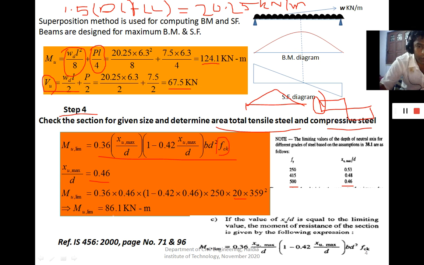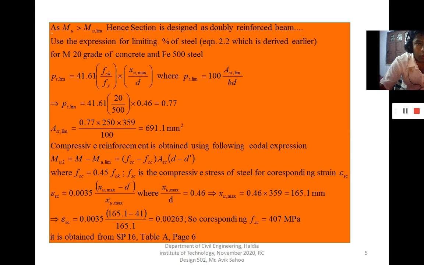So we obtain the limiting moment as 86.1 kilonewton meter. Again, the references are given. You see that as Mu is greater than Mu limiting, hence the section is designed as a doubly reinforced beam. If it is less than Mu limiting, then we design it as a singly reinforced section, not a doubly reinforced section. As the applied moment Mu is more than the limiting moment, it means you have to design the section as a doubly reinforced section.